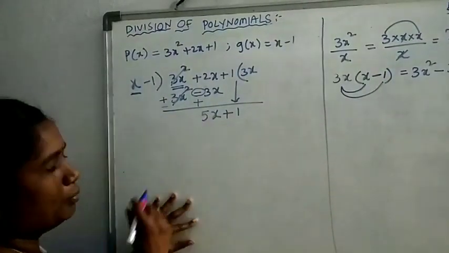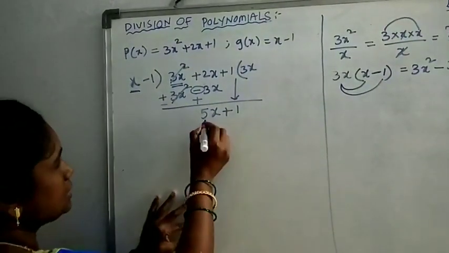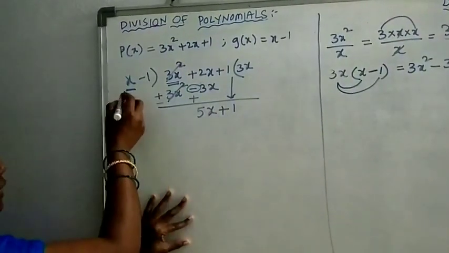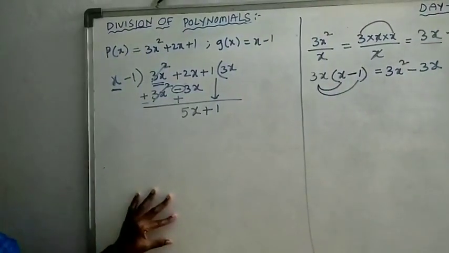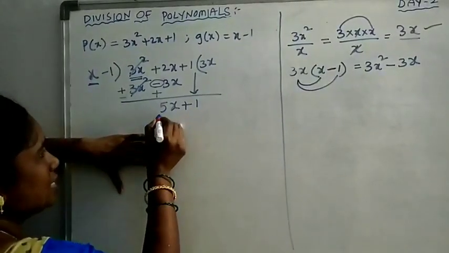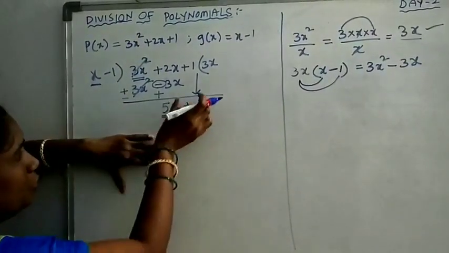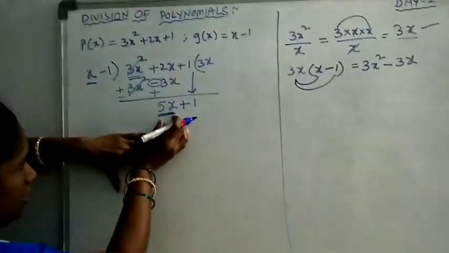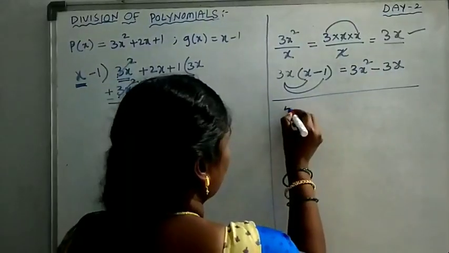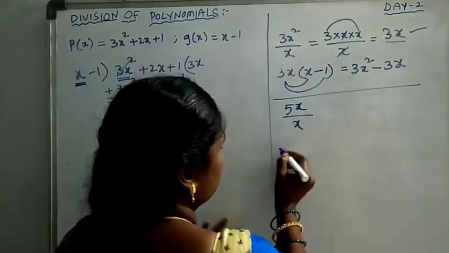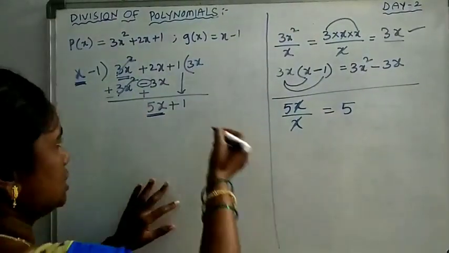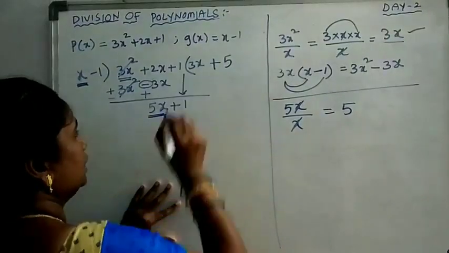Now is the division completed, children? No, because the degree of this 5x plus 1 is 1 and x minus 1 degree also 1. Therefore, we have to continue the division. So, to continue this again, the first term of this dividend. Now, it will be the dividend. First term of this 5x is divided with first term of divisor. 5x by x. X and x getting cancelled and 5 is the remaining term. This 5 is the second term of our quotient.